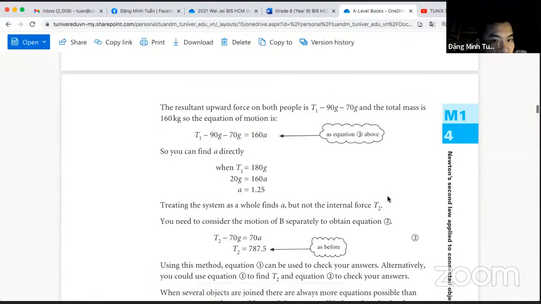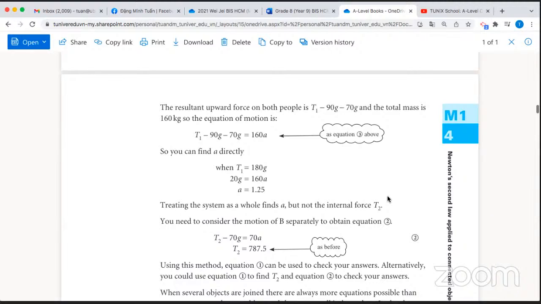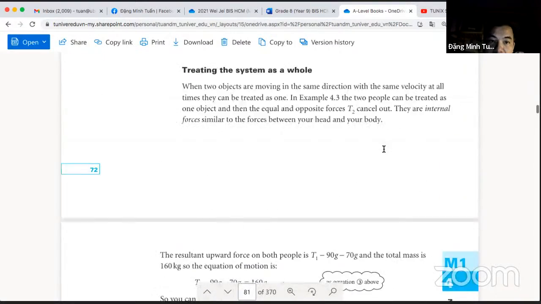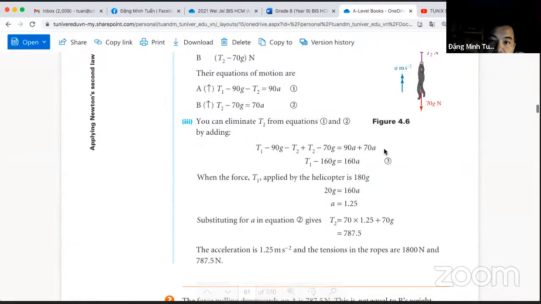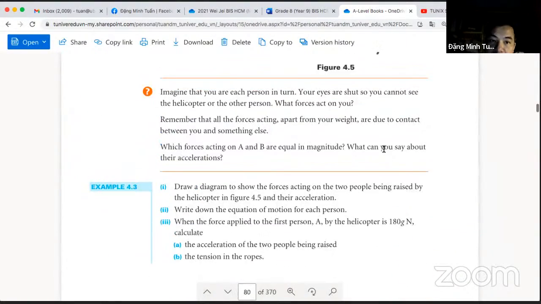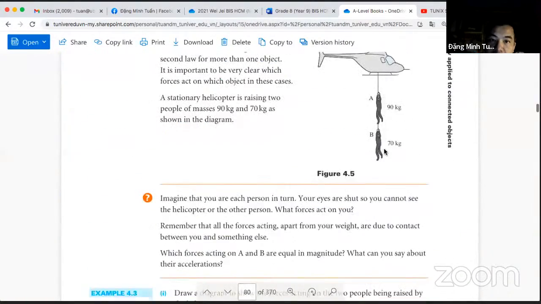So now first of all, you treat the system as one object. And after that, you want to find out the internal forces. You can break them into separate objects, right? That's why here we are talking about the application of the second law of Newton.